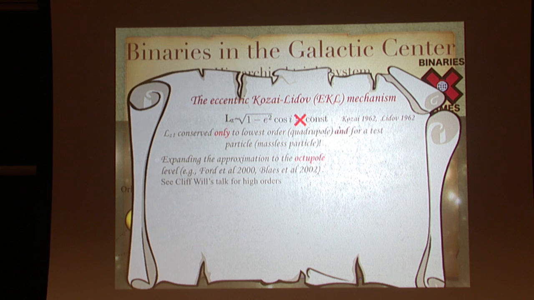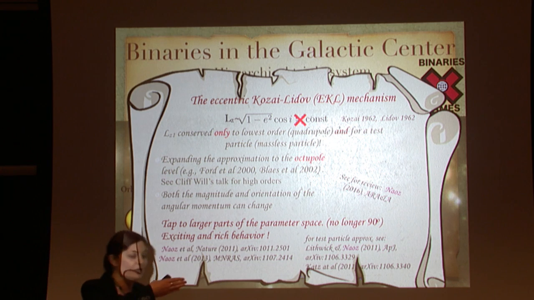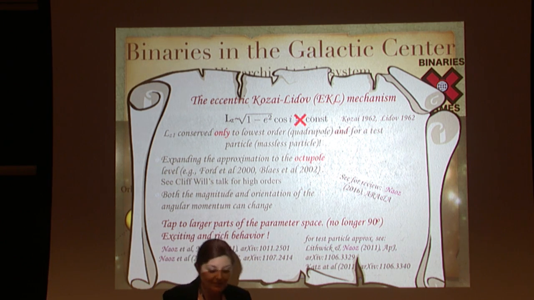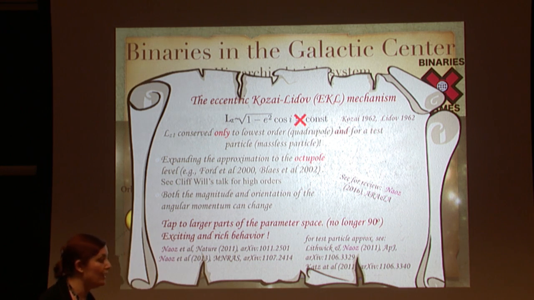So we expand the approximation to the next order, the octupole, and I think that Cliff is going to talk about higher orders later. And we basically allow both the magnitude and orientation to change. And that means that we can tap into much larger parts of the parameter space. So we are no longer committed to these 90 degrees that everyone talked about. We can tap into almost everywhere. And we have a behavior which is much richer and more interesting than thought before.